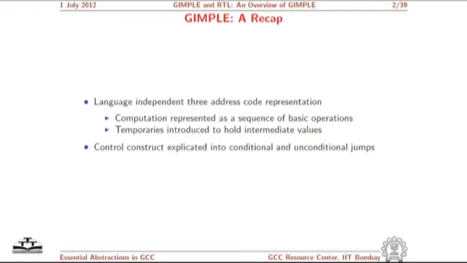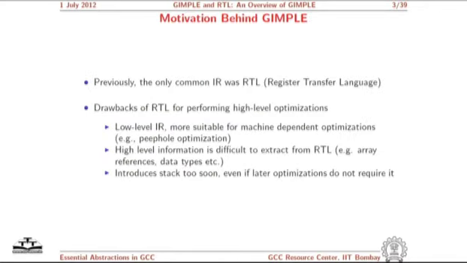So, an overview of Gimple. It is essentially a language independent 3 address code representation. Computations are represented as sequence of basic operations. By now, you know what it means, because you have seen the textual representation. You understand what Gimple is. Control constructs are explicated into conditional and unconditional jumps, and we have had a lot of discussion on do while loops and for loops, etc. So, by now you know what this means. I do not really have to emphasize.